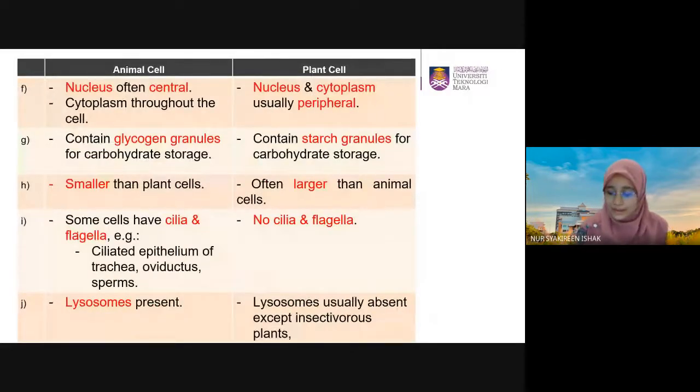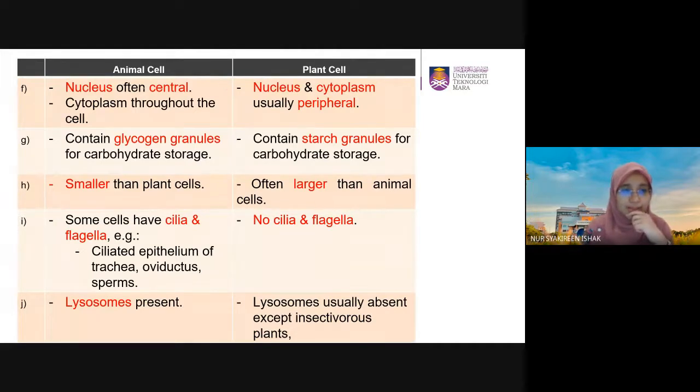Okay, so other difference for animal cell, they have nucleus often at the center of the cell. Sebab apa tadi saya mentioned? Sebab for animal cell, they do not have a large central vacuole that takes much of the space within the cell. So cytoplasm are throughout the cell, and as for plant cell, they have nucleus and also cytoplasm are usually at the peripheral. Dia dah tertolak kat tepi-tepi cell tu due to the presence of central vacuole.